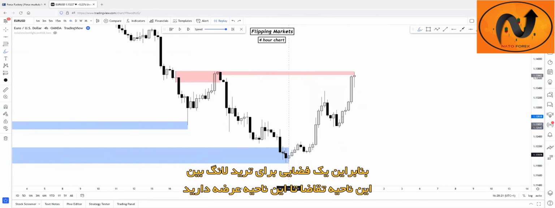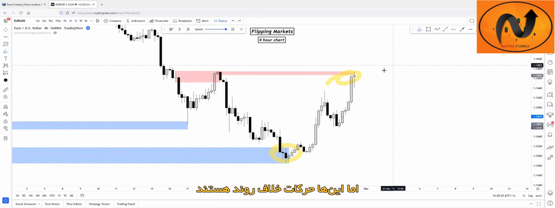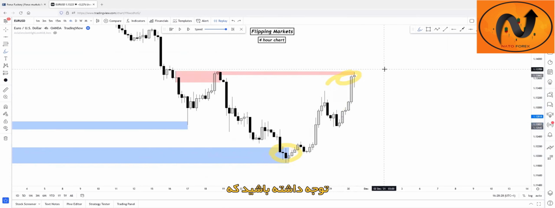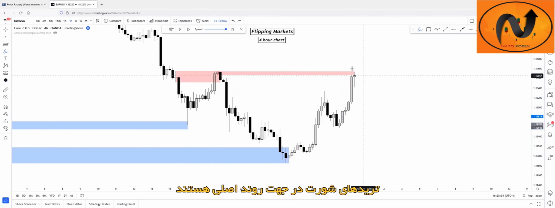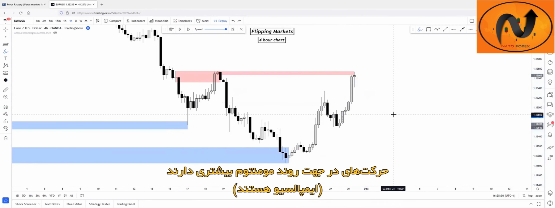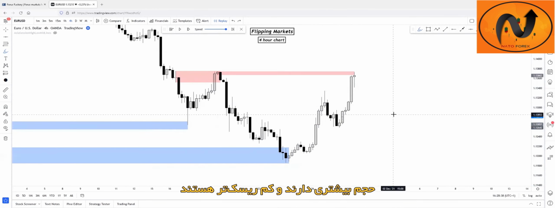So you had room between this demand zone and this supply zone to trade long opportunities again, but those are counter trend movements. Just notice this, every long trade in this trend is a counter trend movement. The main trend movements will be short trades. Main trend movements are more impulsive, have more volume, and are safer to use.